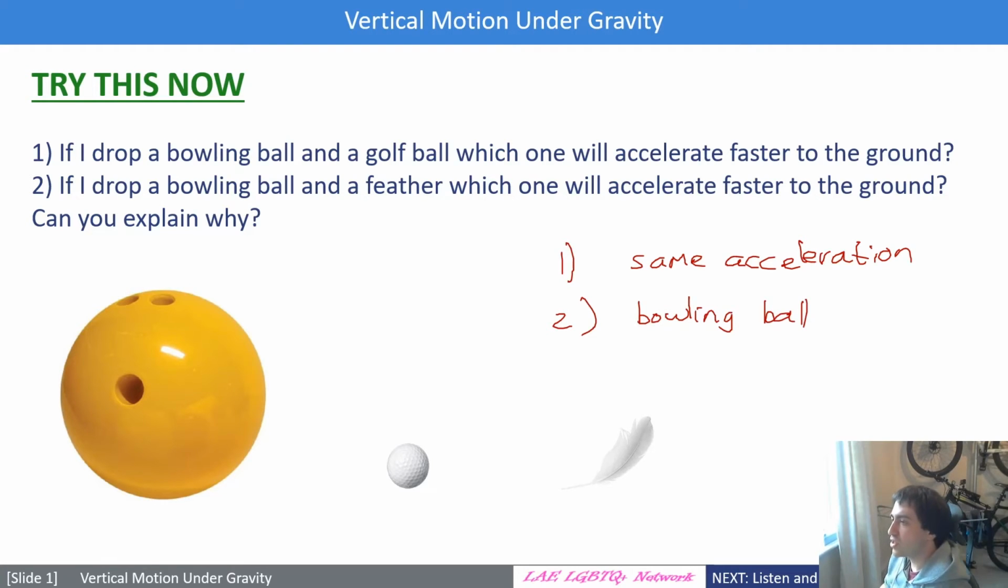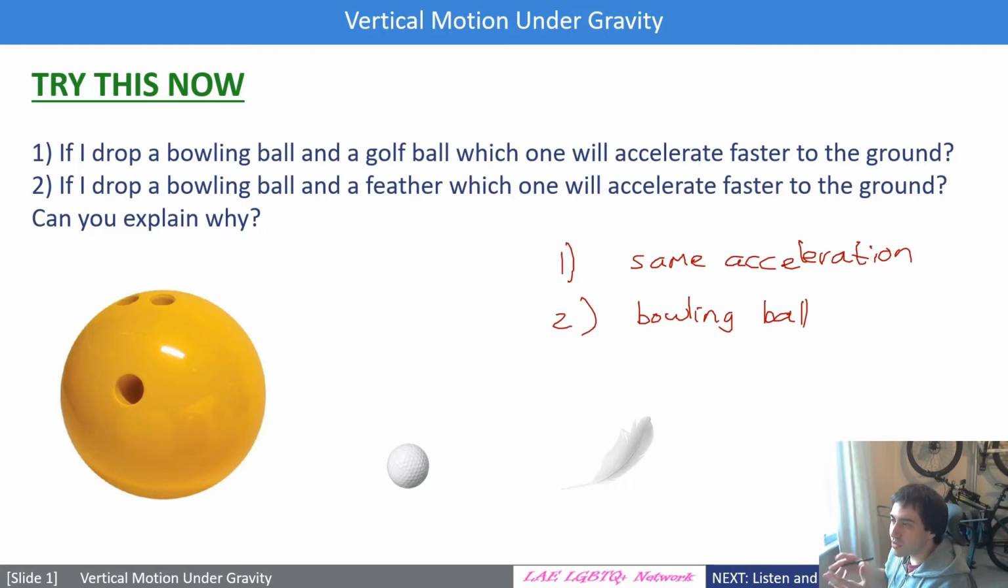And then the key question of why would the bowling ball accelerate faster than the feather? What is the key difference between these scenarios? In this case, real world, it's air resistance. So air resistance ruins it. It ruins this nice little rule that we have, which is that all objects hit the ground at the same time.